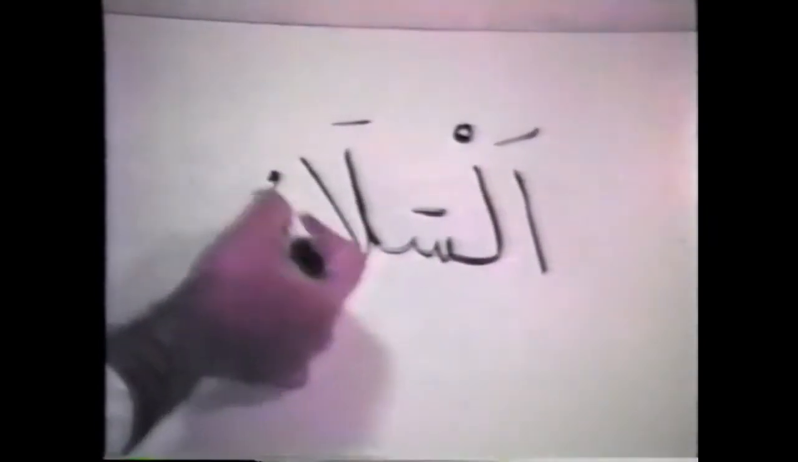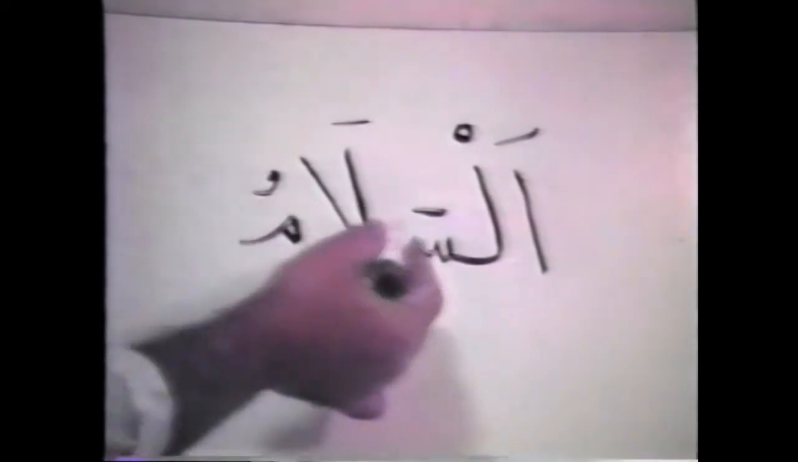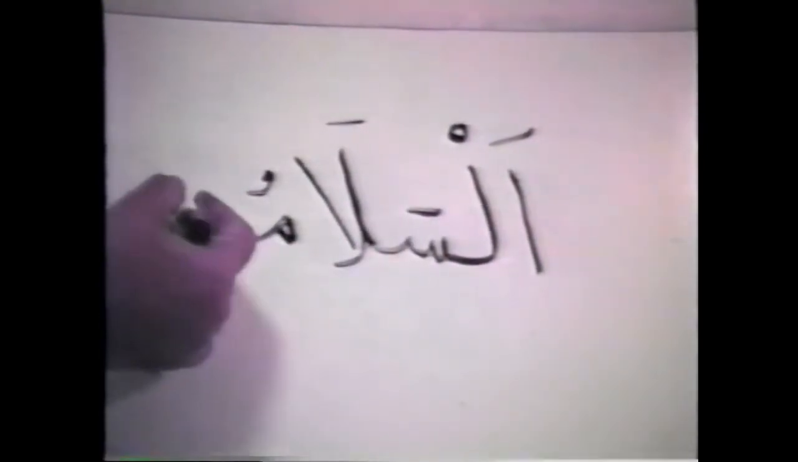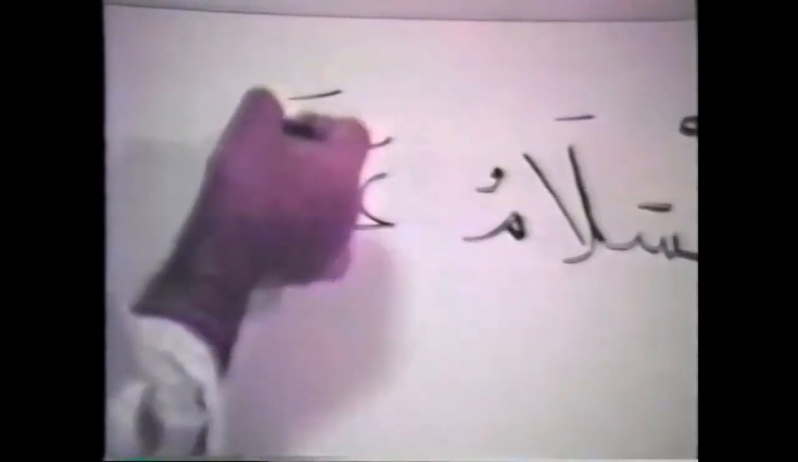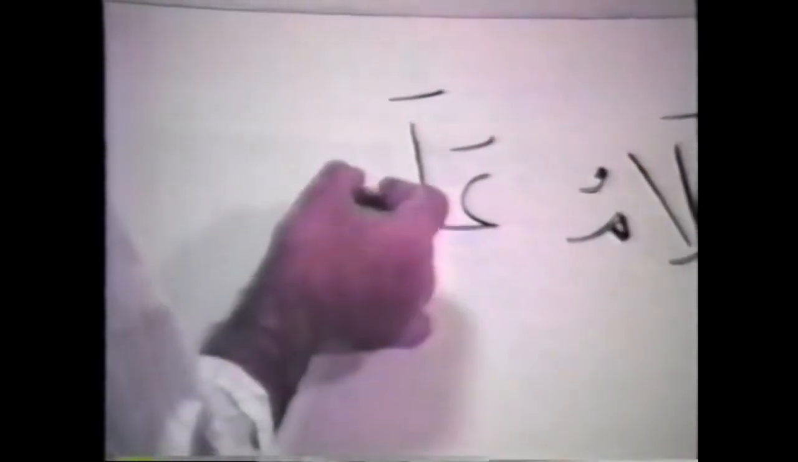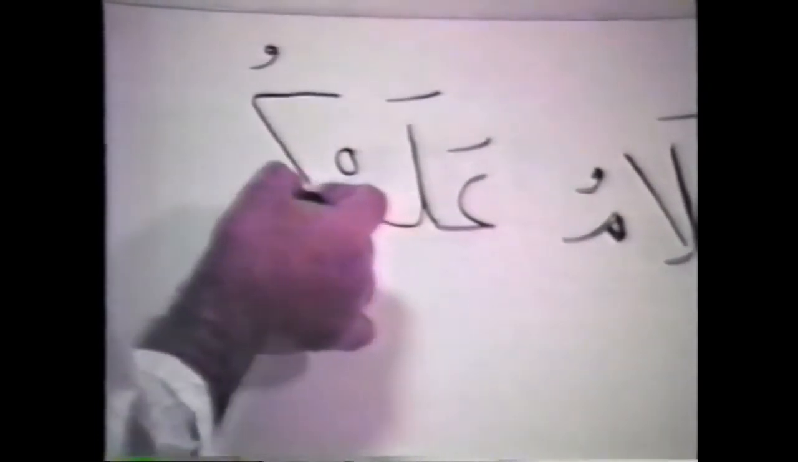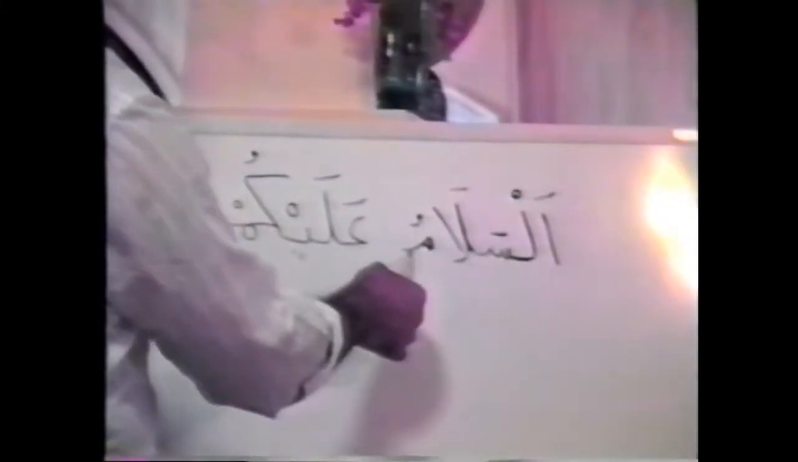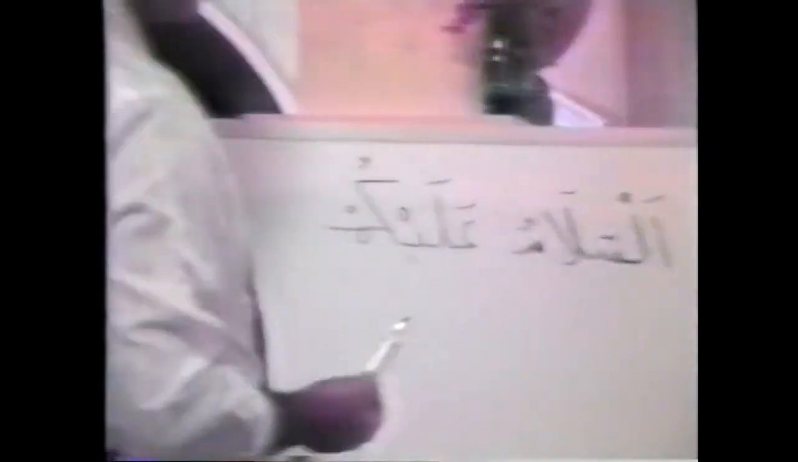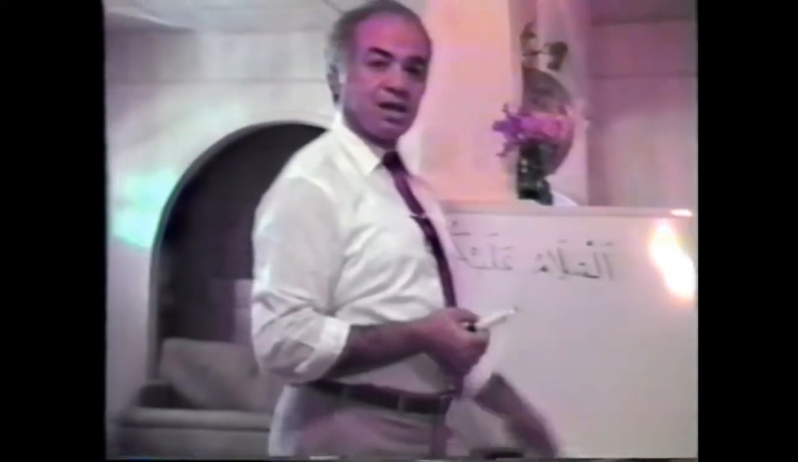Al-salamu. There's the letter mim with the dhamma. Al-salamu. A. There's the letter A. La. Ay. There's the letter ya with the sukoon. Alay. Ku. And there's the mim with the sukoon. Alaykum. See how easy it is? Assalamu alaykum. It's very easy. Al-salamu alaykum. You can read and write any Arabic right now. And this is what assalamu alaykum looks like.